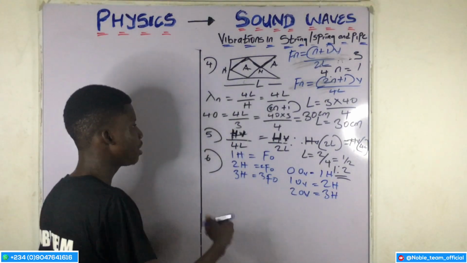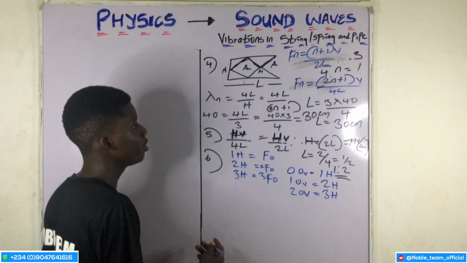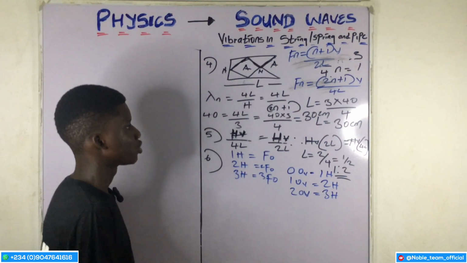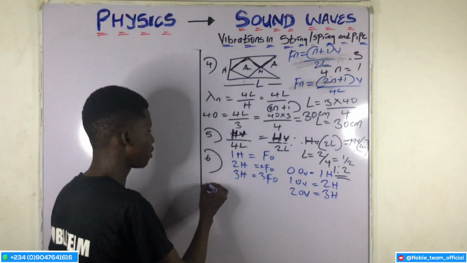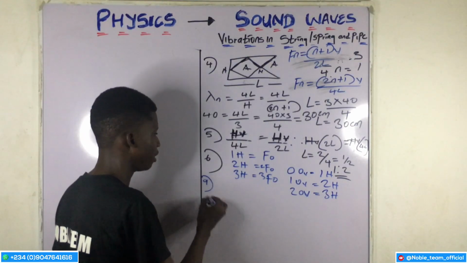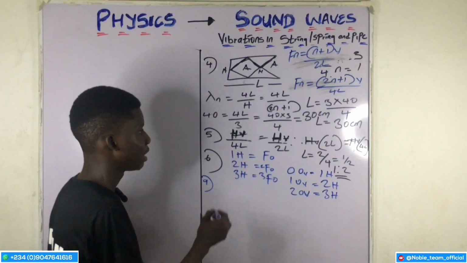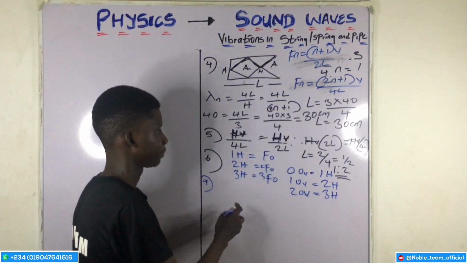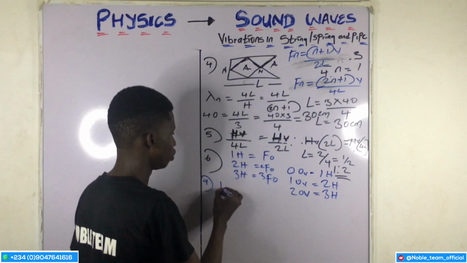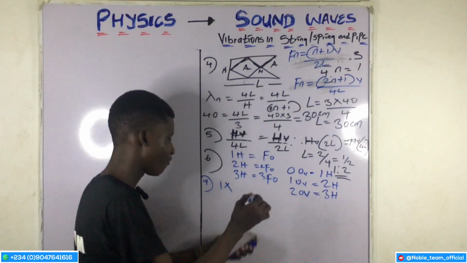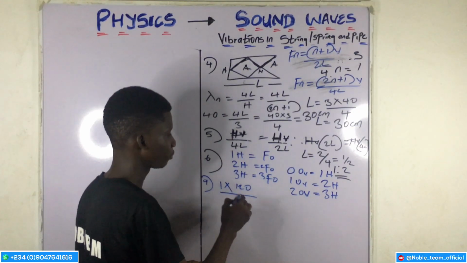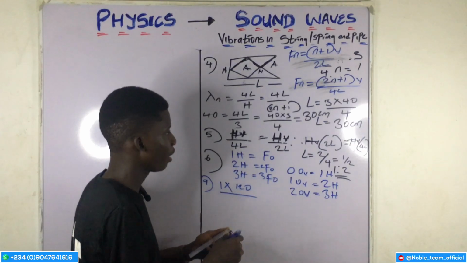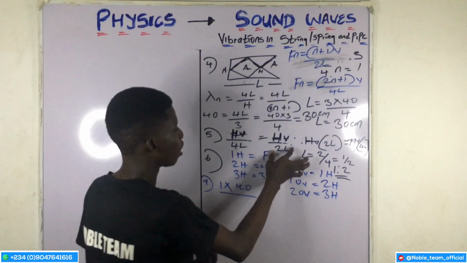Now you may ask, which formula should I use? Let me use the simplest one, Hv divided by 2L. Using it for the first, I'm going to name it A. The first harmonic is 1, so 1 times our velocity, which is 120, divided by 2L, sorry, not 4L.